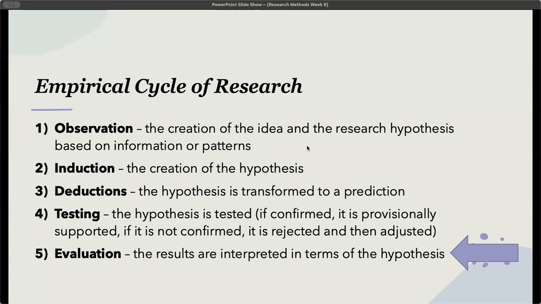In the deduction, the hypothesis is transformed into a prediction. So how are we going to test this? And that would be looking at the method section. The testing itself, of course, remember, if it's confirmed, it's provisionally supported. So if the hypothesis is confirmed, it is not proven, just supported. And if it is not confirmed, it is rejected and then adjusted. And then that moves us to the evaluation part of the cycle, which is our discussion.